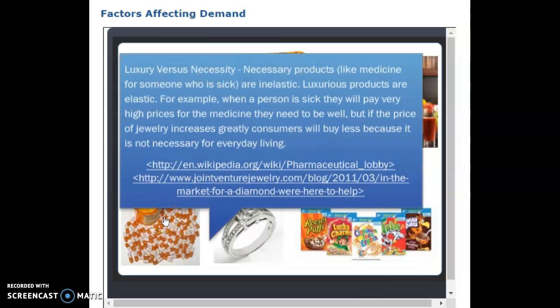Luxury versus necessity. Necessary products like medicine for someone who's sick are inelastic. Luxurious products are elastic. For example, when a person is sick, they will pay very high prices for the medicine they need to be well. But if the price of jewelry increases greatly, consumers will buy less because it's not necessary for everyday living.